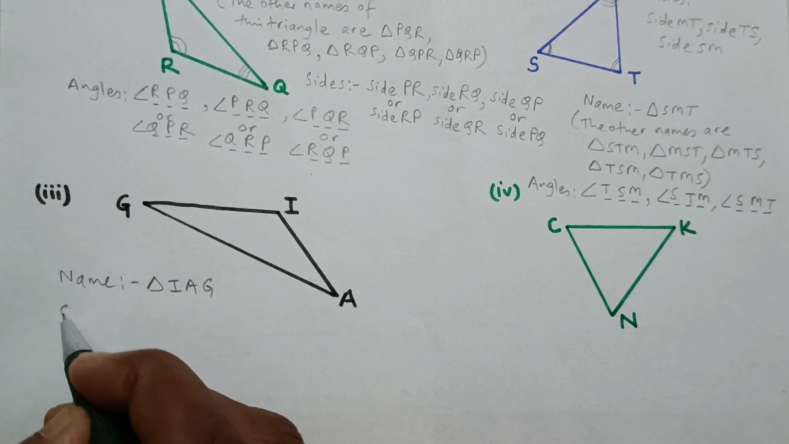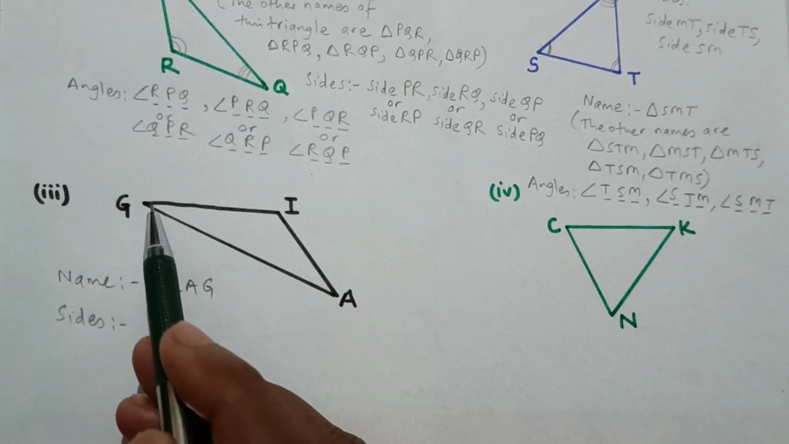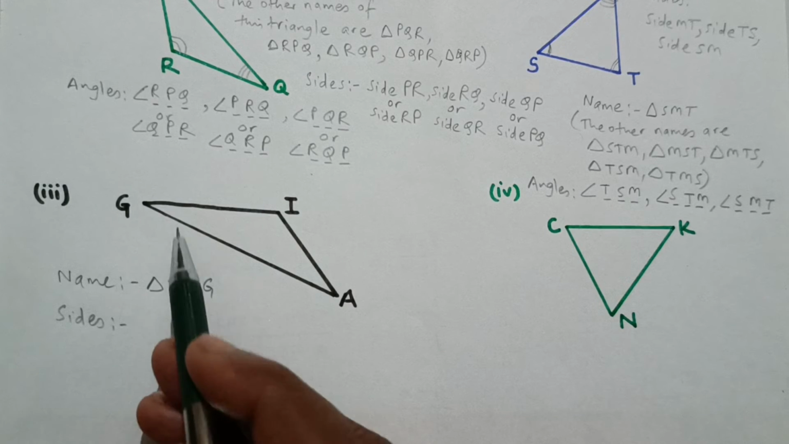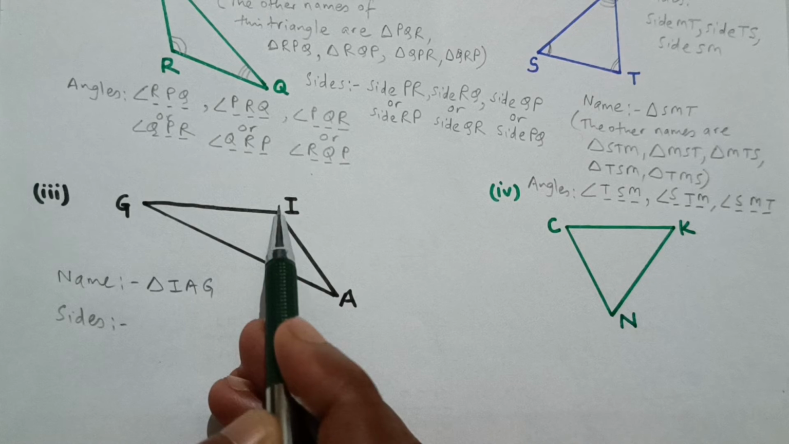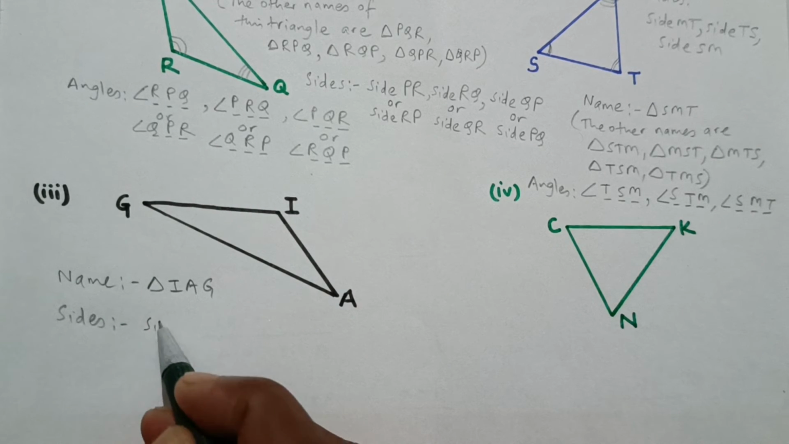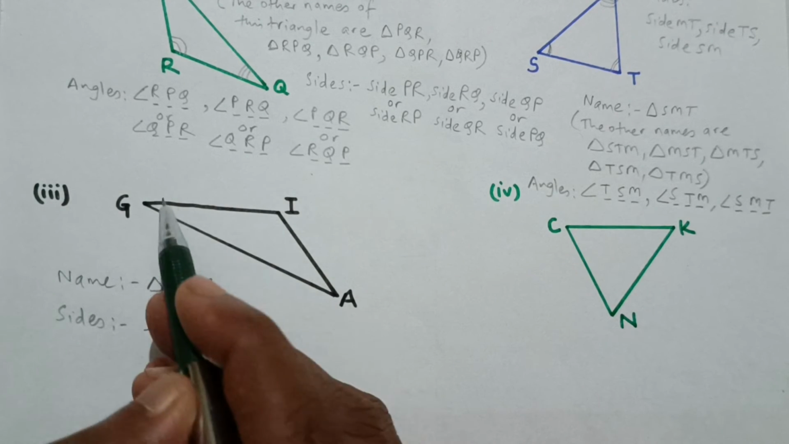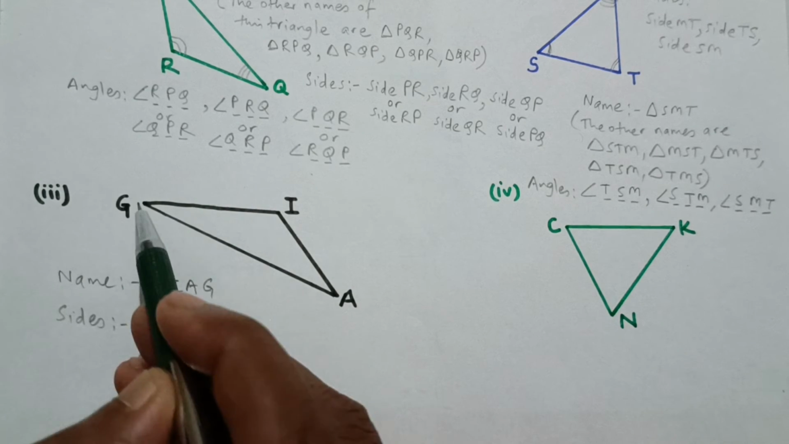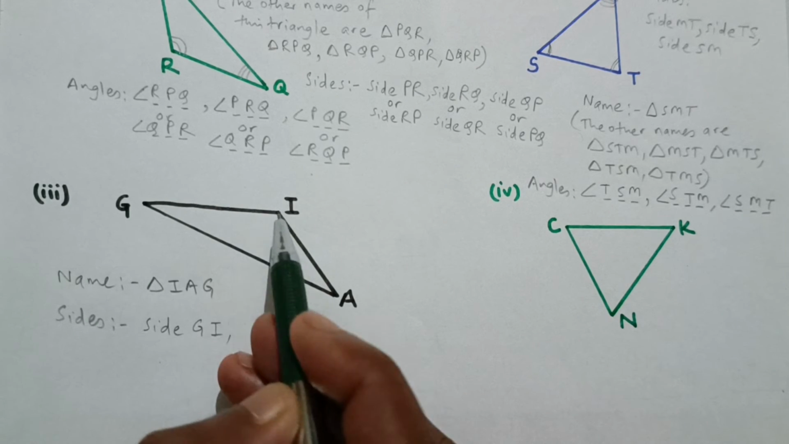Now let us write the three sides of this triangle. This triangle has this side and this side. Let us go to this side. What is the name of this side? This side is side GI, or you can call this side side IG also. Both represent this side.